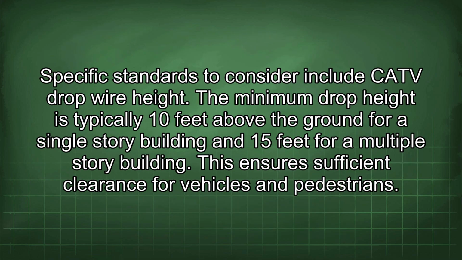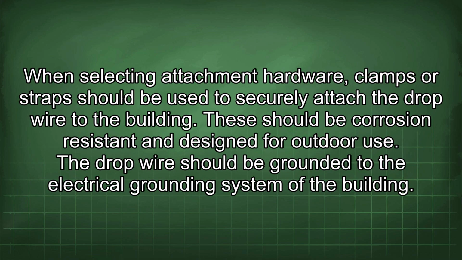Specific standards to consider include CATV drop wire height. The minimum drop height is typically 10 feet above the ground for a single-story building and 15 feet for a multiple-story building. This ensures sufficient clearance for vehicles and pedestrians. When selecting attachment hardware, clamps or straps should be used to securely attach the drop wire to the building. These should be corrosion-resistant and designed for outdoor use.